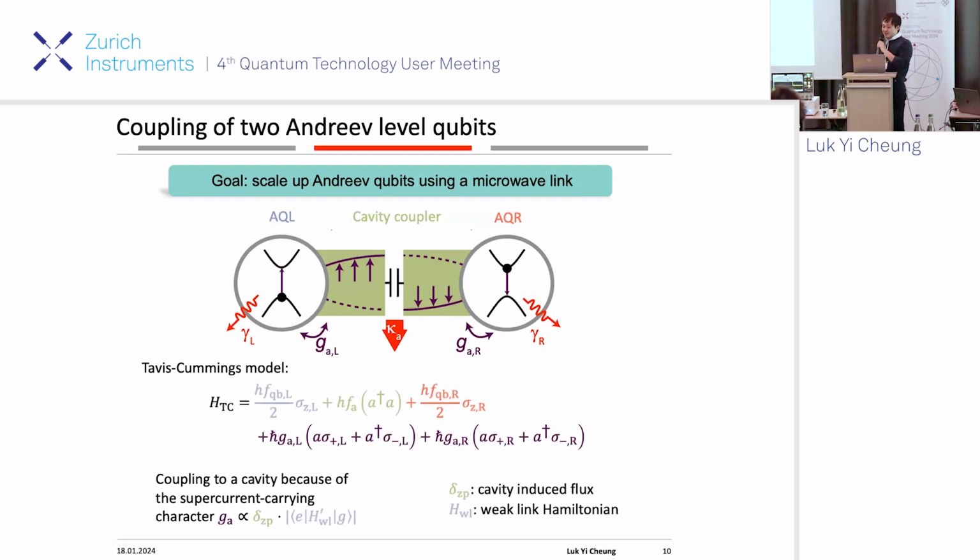It should be a coupler which couples two Andreev qubits, and the behavior of this circuit should be described by a Tavis-Cummings model, because we know this model describes the coupling of two quantum systems with a cavity mode. So my goal was to go to the lab to make such a circuit and measure this.